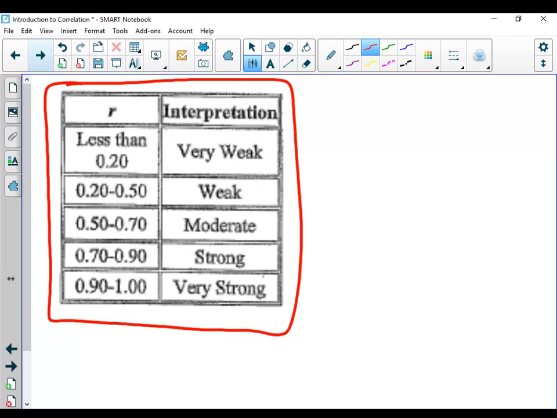But if the sign of the R value is negative, that tells me the direction is negative. So when we decided that 0.92 was our R value, that means the direction was positive, and we just said the strength was very strong.